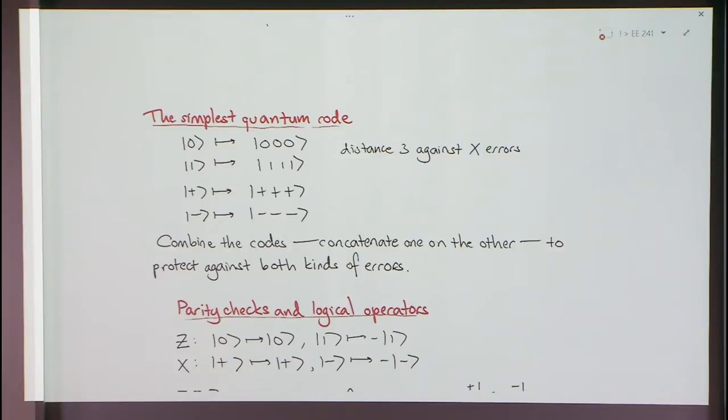So that protects against the X errors. In the dual basis, to protect against the Z errors, which are the dual of the X errors, we just take ket plus and encode it as ket plus, tensor ket plus, tensor ket plus, which I'll just say plus, plus, plus. We take ket minus, we encode it as ket minus, tensor ket minus, tensor ket minus.